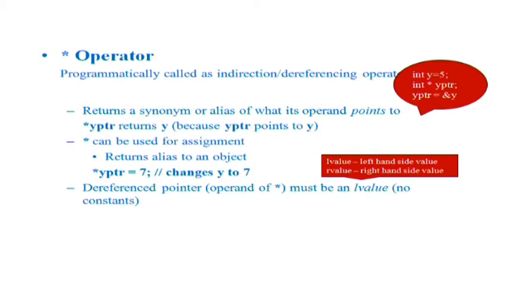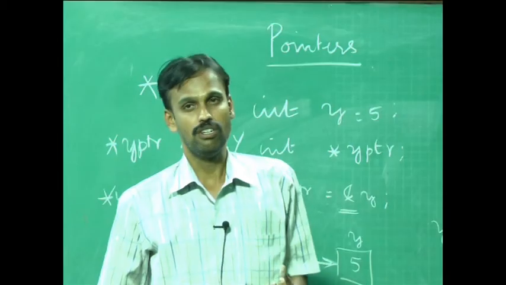Then if I say star yptr equals 7, what it does is it tries to move this value 7 inside y, as a result of which the value of y, which was earlier 5, gets converted into 7. Now this is what we do call as dereferenced pointer. This dereferenced pointer must be L value and it should not be any constants.